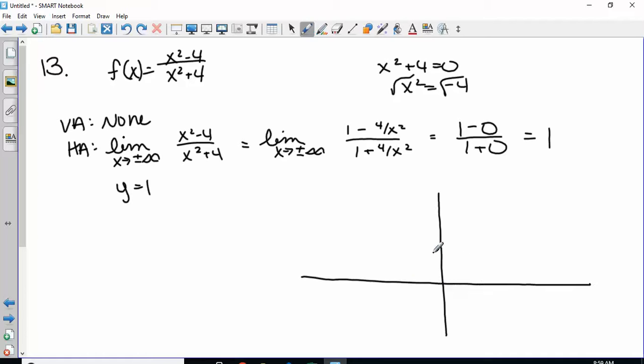And when you find all this stuff, I'm expecting it to be plotted on your graph. We don't find it just for fun. That's how we're getting the graph of our function. So at y equals 1, you draw in that asymptote.